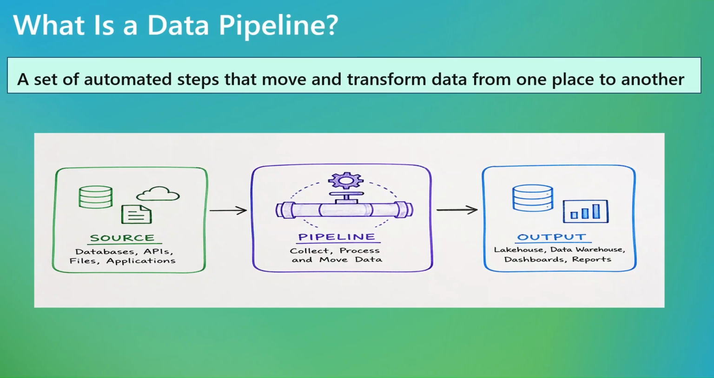So, after understanding what problem we face, the question comes: what exactly is a data pipeline? A data pipeline is an automated system that moves data from one place to another and cleans or transforms it along the way. It picks up data from sources like databases, APIs, files, and applications, then collects, processes, and moves the data. Basically, this is the pipeline process, and you get the output in your destination.